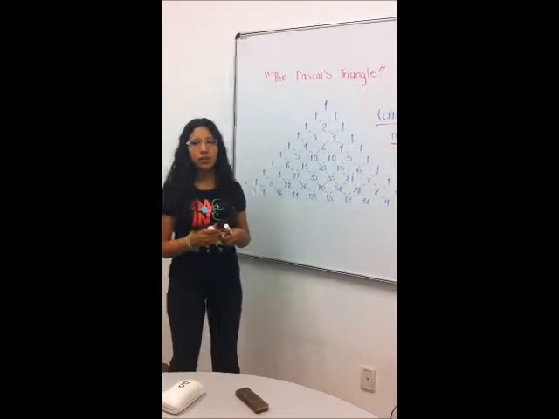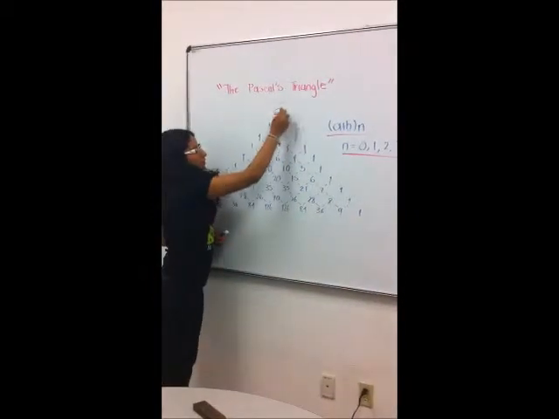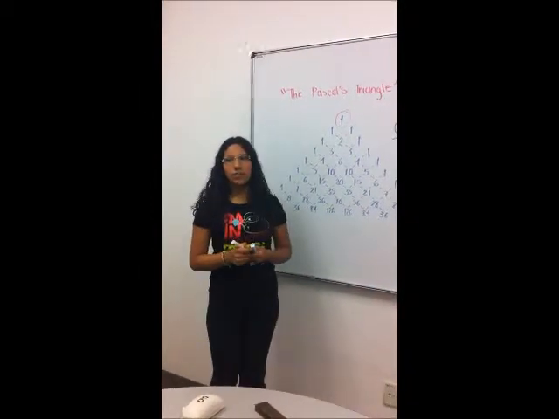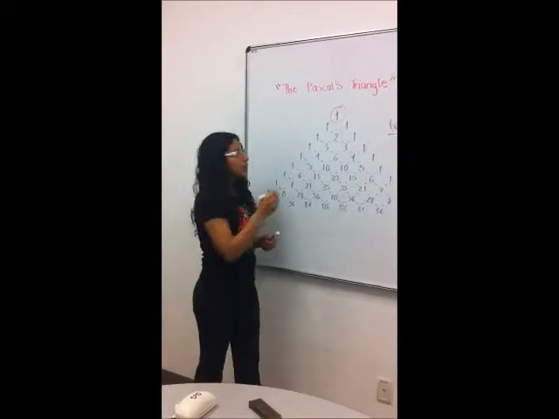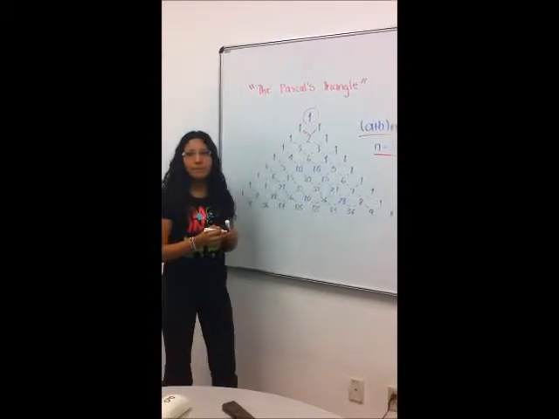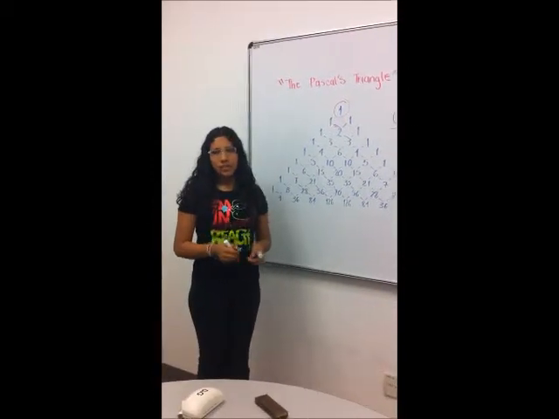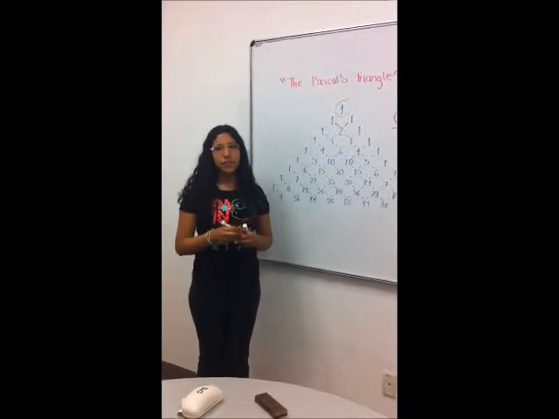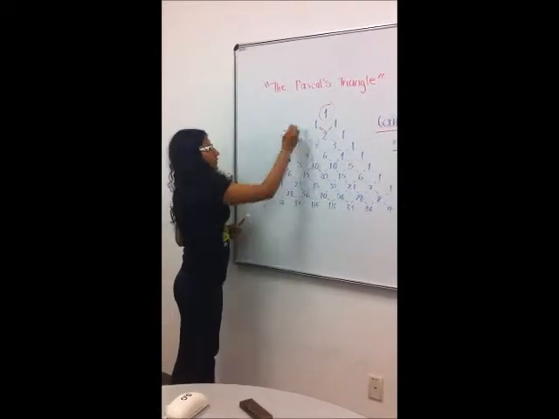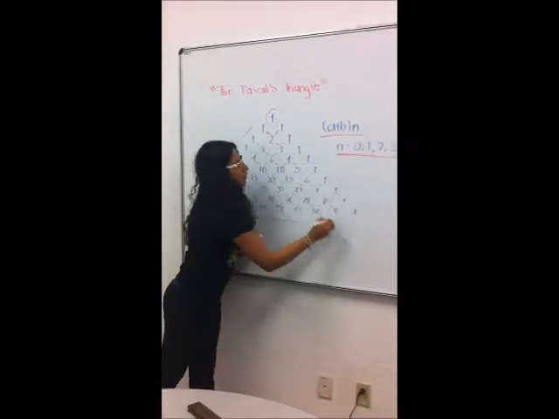Each row in the triangle begins and ends with 1. Each element in the triangle is the sum of the two elements immediately above it. It is formed in the shape of a triangle.